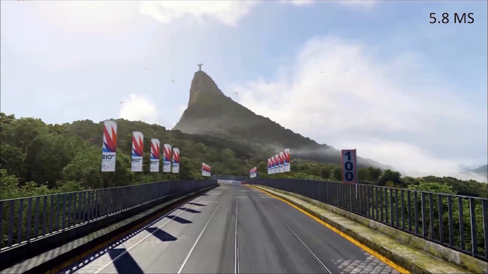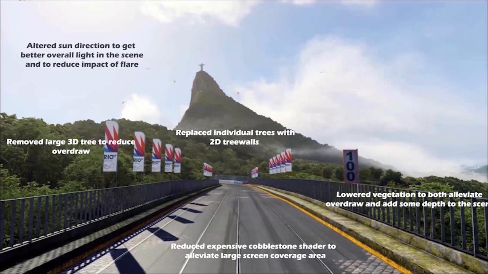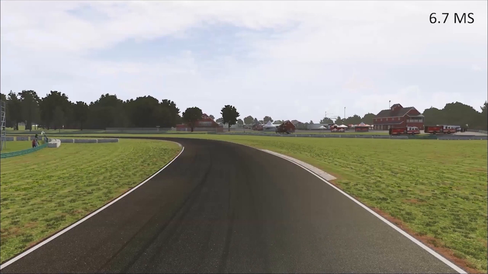You can see we've done a lot of the things that we talked about, composition, palette, value, and we got the scene to about 5.8 milliseconds, which was able to run just fine. And these are all the different types of things that we did to get there. This is another scene. This is a scene that we got back right from our overseas vendors.